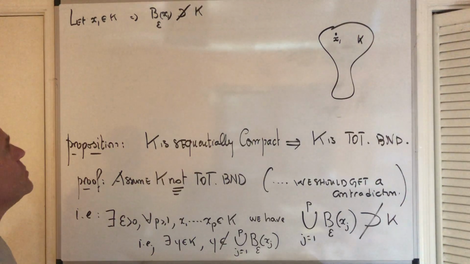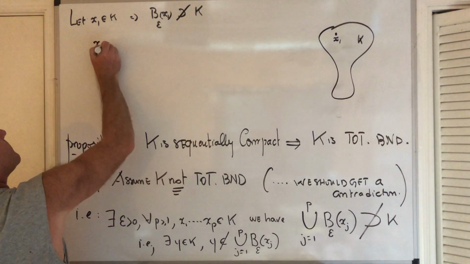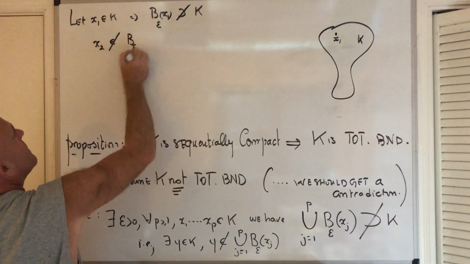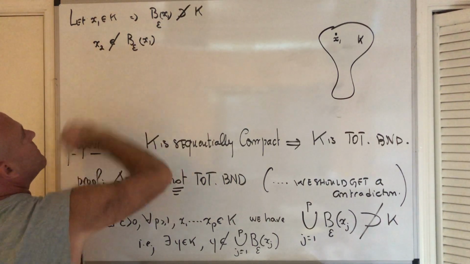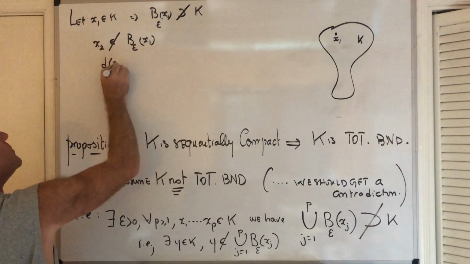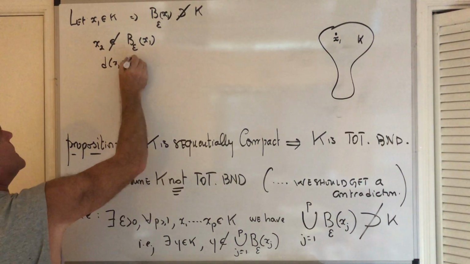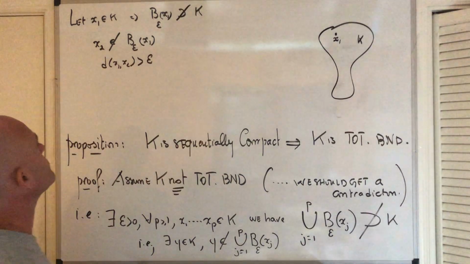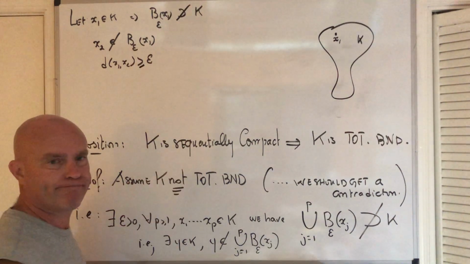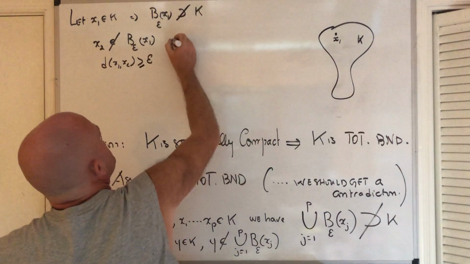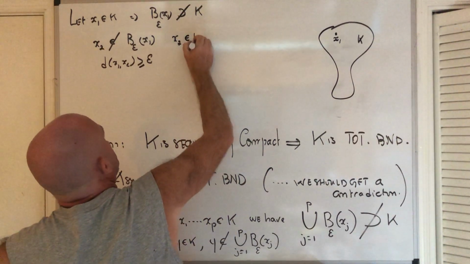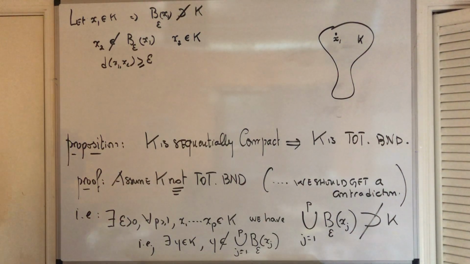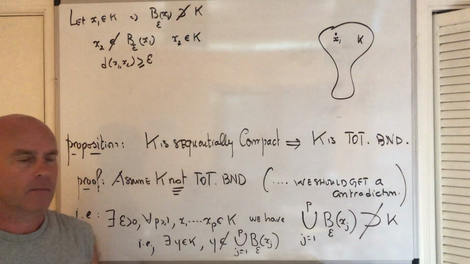Well, this means that I can choose x2 not belonging to the ball centered at x1. That is, in other words, the distance between x1 and x2 is bigger than or equal to epsilon, and x2 belongs to K. I don't need to say that all the points I'm going to choose are going to be in K.